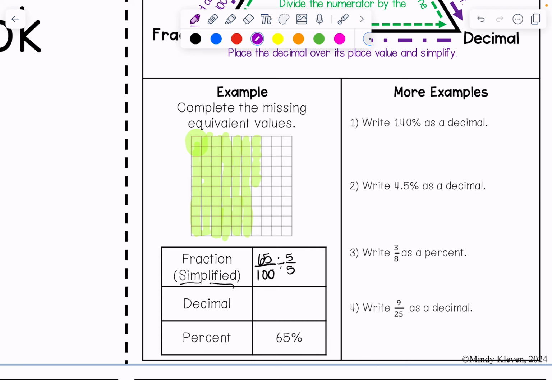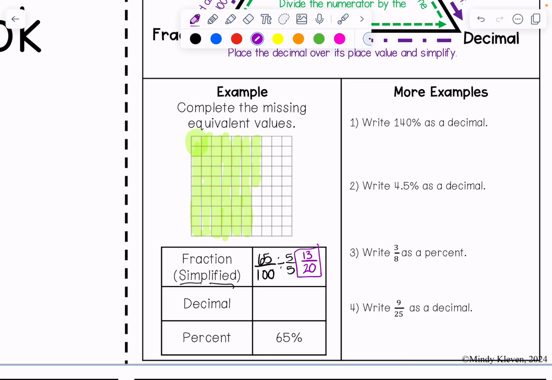Sometimes you might see the greatest common factor right away. Sometimes you might not. All right. But right now I know that I can divide by 5. So 65 divided by 5 is going to give me 13. 100 divided by 5 is going to give me 20. So I'm going to end up with a fraction of 13/20.